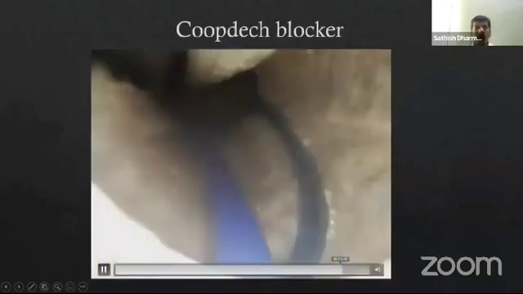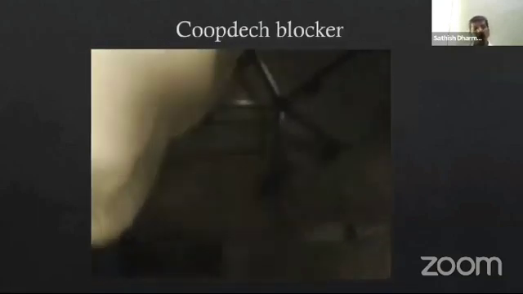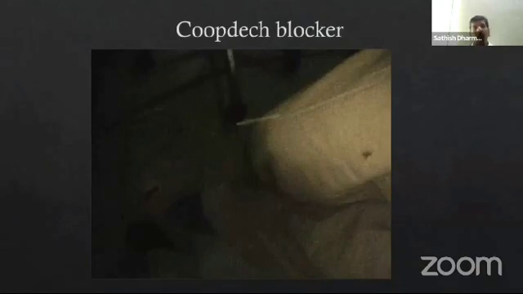And this blocker or any other blocker will have a separate mechanism for fixing it. You have to do it after confirming the position.